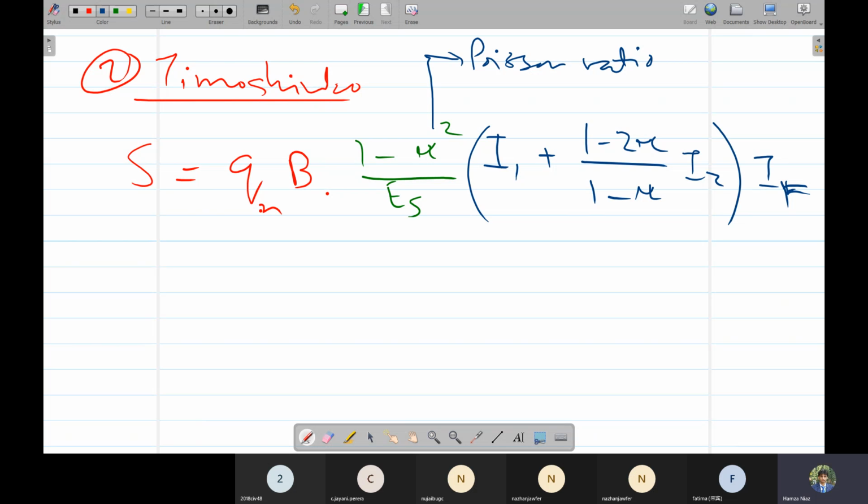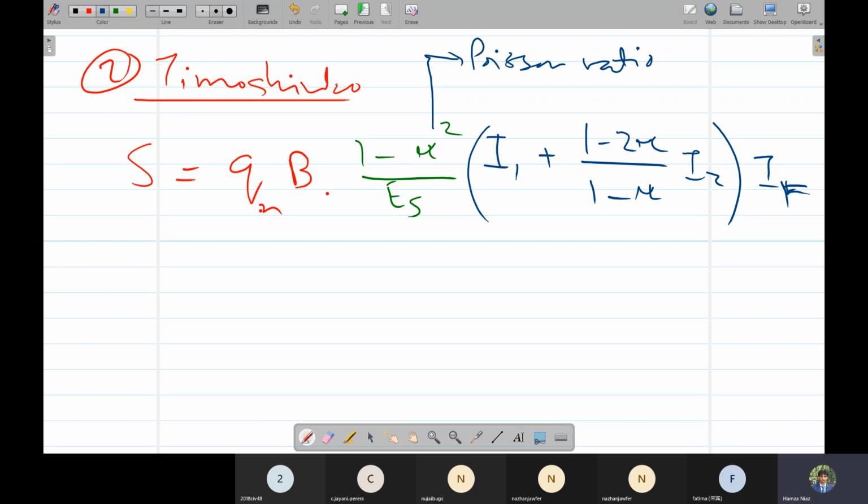I don't know whether it would be given or not, but it is better if you memorize this. It's simple if you try to do this question two or three times. So this is the equation.